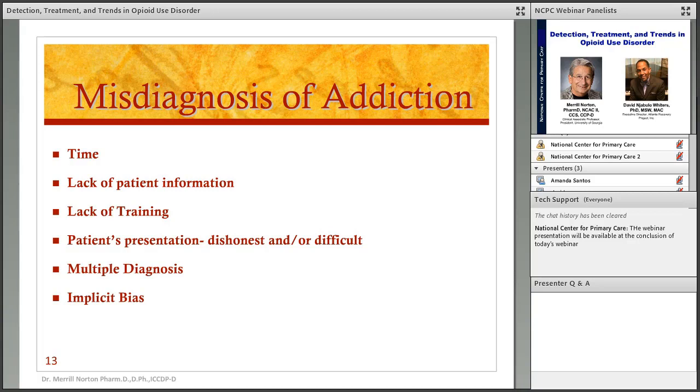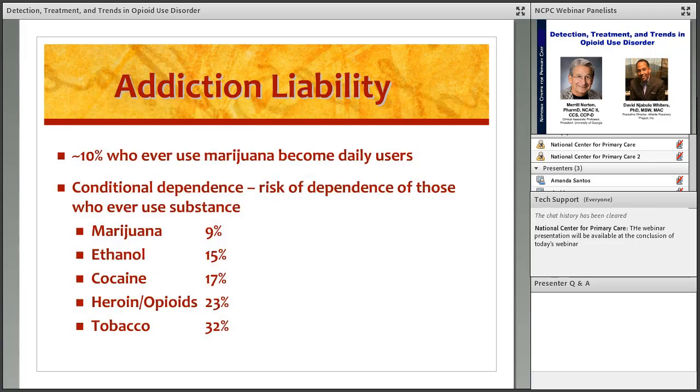These are primarily the few things that most of the practitioners I have trained have reported to me as being part of the issue that could lead to a misdiagnosis. Addiction liability is very high. We're talking about opioids, and there are multiple drugs of abuse in our culture.